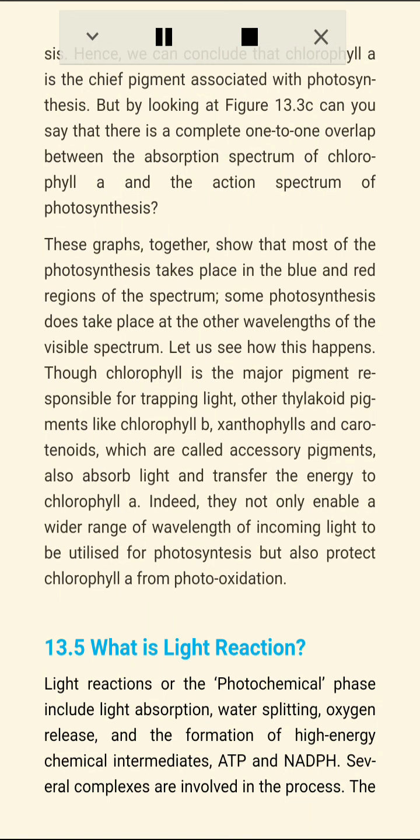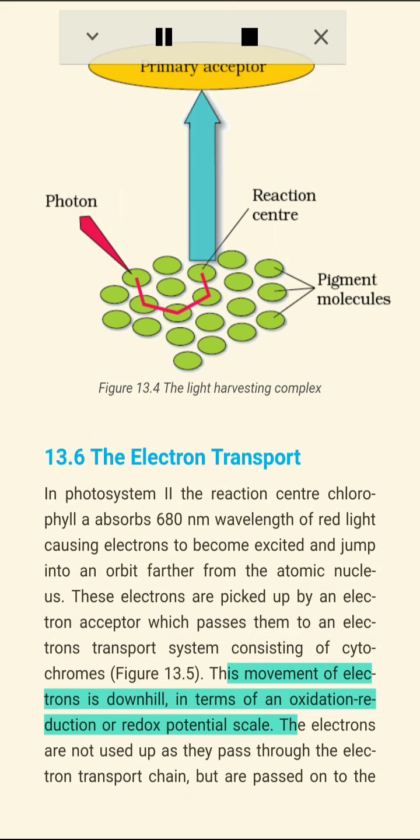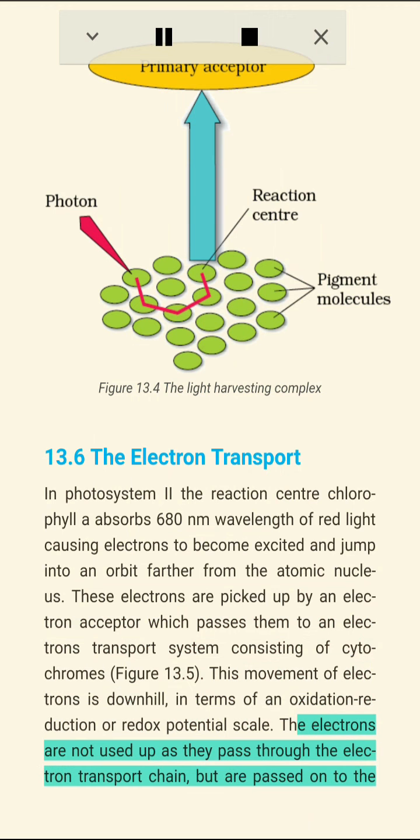wavelength of red light, causing electrons to become excited and jump into an orbit farther from the atomic nucleus. These electrons are picked up by an electron acceptor which passes them to an electron transport system consisting of cytochromes, figure 13.5. This movement of electrons is downhill, in terms of an oxidation-reduction or redox potential scale. The electrons are not used up as they pass through the electron transport chain, but are passed on to the pigments of photosystem PSI.